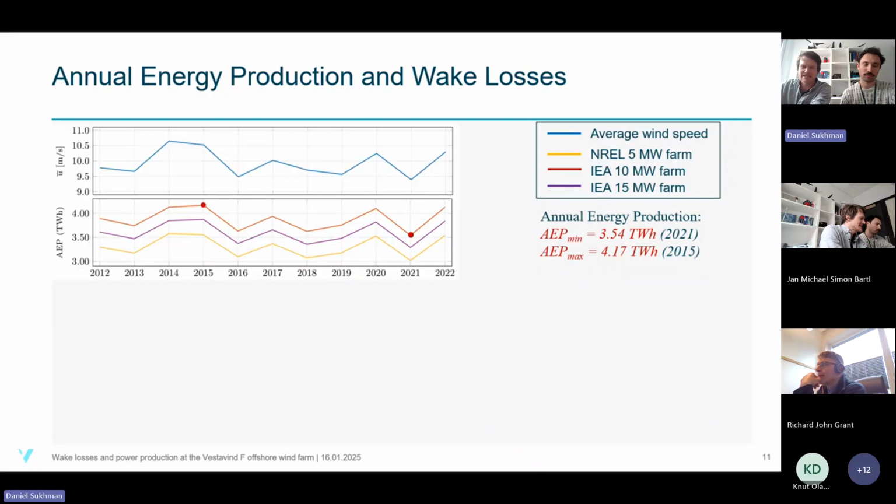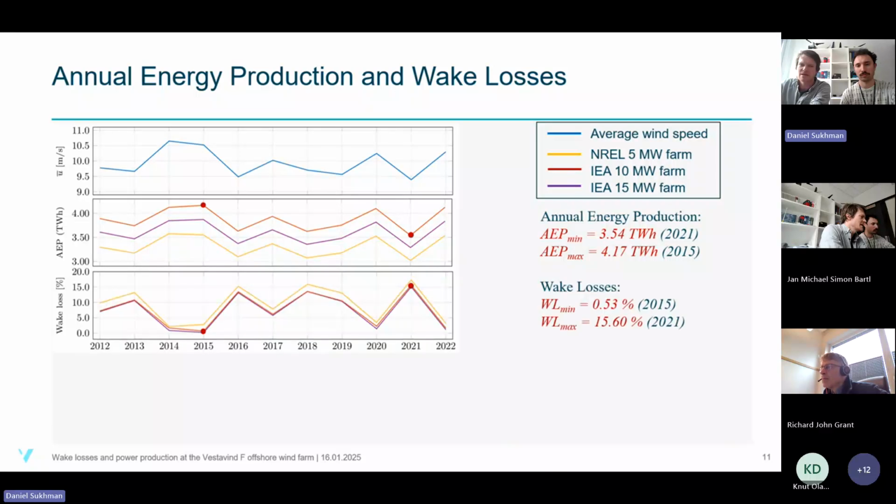And that difference can be directly correlated to the average wind speed for the different years. So we see that we have a quite high wind speed in 2015 and a quite low wind speed in 2021, which is directly influencing the annual power production. So that is not surprising. But what we also did then, and what was more interesting for us, is how that influences the wake losses that we calculated with our engineering code Quinn.